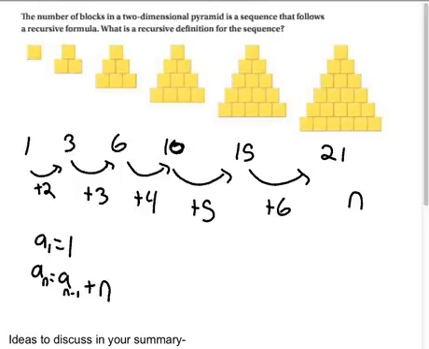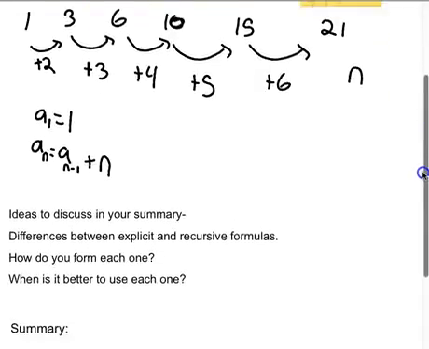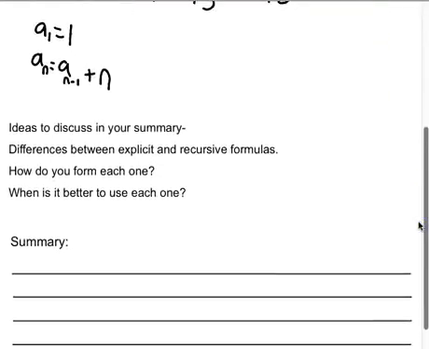All right, so a lot of good stuff here. So here's some ideas of what you can discuss in the summary for me, okay? Discuss the differences between explicit and recursive formulas. I want you to discuss, how do you know to form each one? When is it better to use each one? There's a lot of things to talk about and the differences between these, and I want you to have that conversation, all right? So fill out your summary for me, please, and then come back ready to do your practice work.